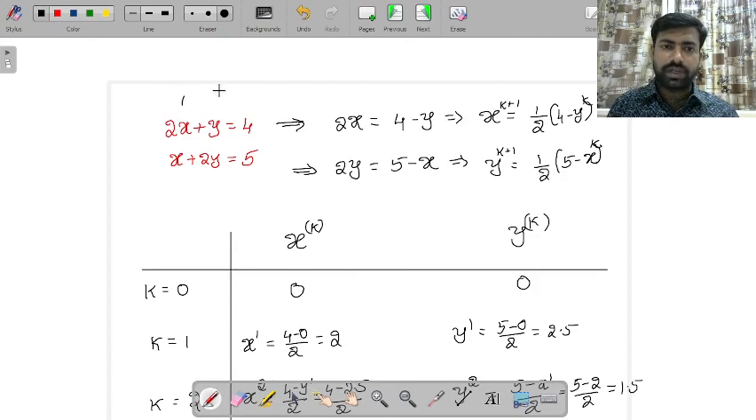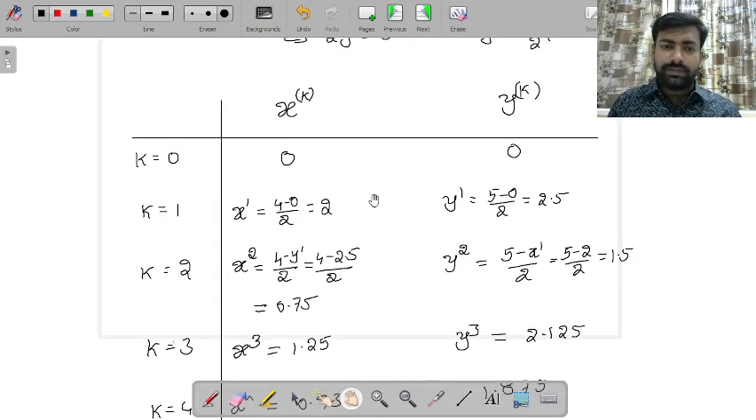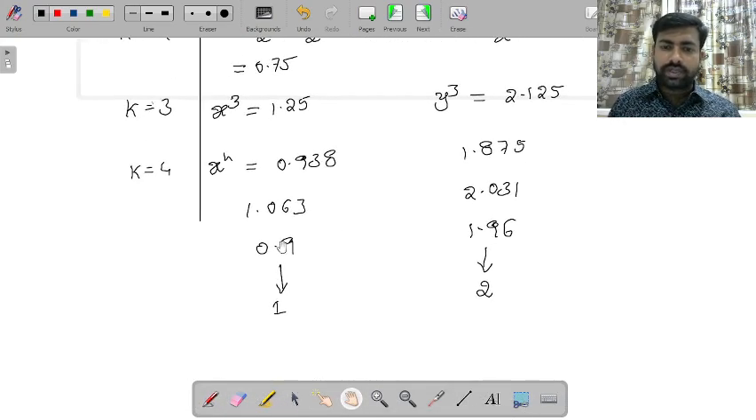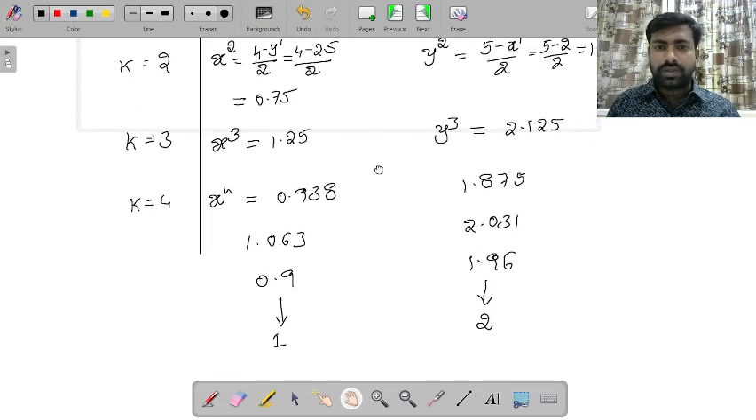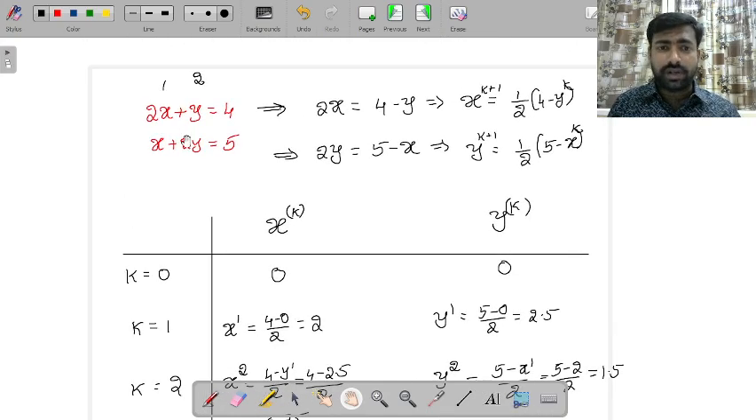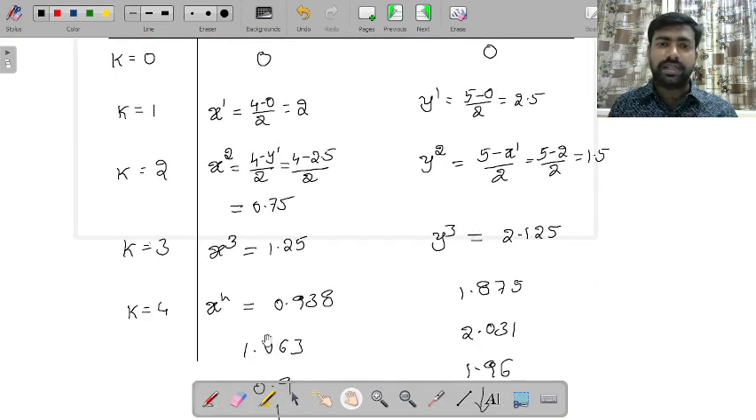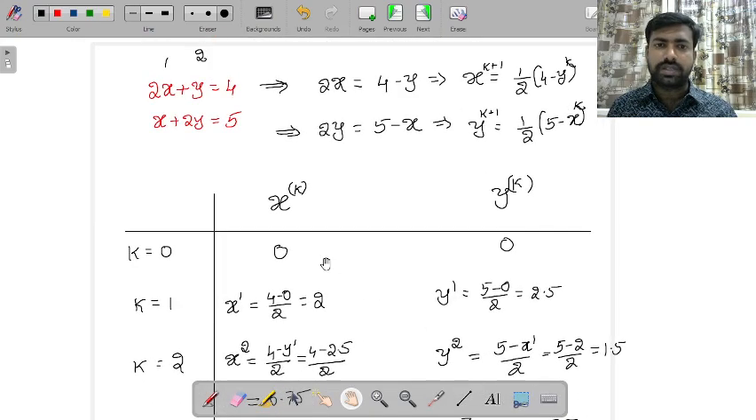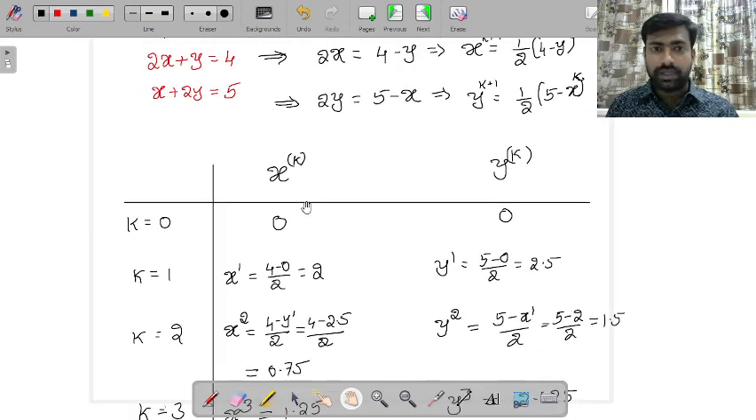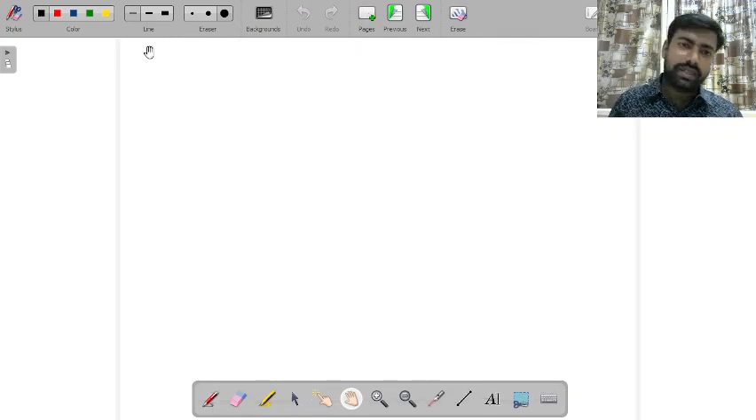When you substitute 1 here and 2 here, 2 plus 2 is 4, and 1 plus 4 is 5, so 1 comma 2. So now this iteration process converges to 1 comma 2. Suppose the coefficient matrix is not diagonally dominant, then whatever sequence you are getting here will not be convergent. Okay, so this is the Jacobi method. Now let us look at another method, which is called the Gauss-Seidel method.